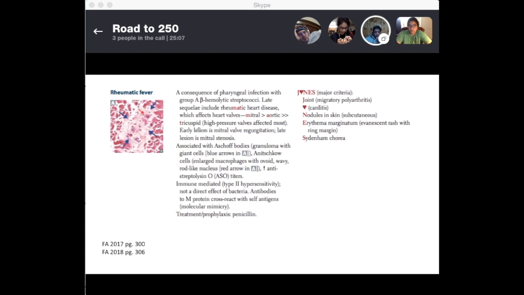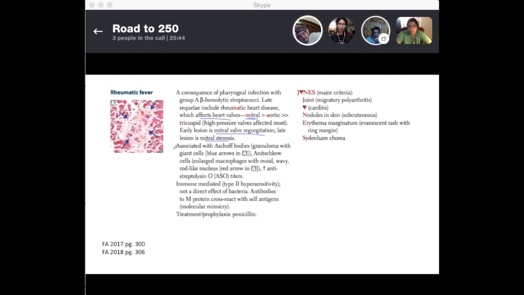I kind of covered basically everything, but just wanted to add that heart valves that are typically affected are going to be mitral greater than aortic or tricuspid. So just know that if you see anything with rheumatic fever, mitral might be more common than aortic, but that doesn't mean aortic isn't affected, which I'll talk about. But it's just much less often involved. And early lesions lead to mitral valve regurgitation, as we talked about earlier, but late lesions lead to mitral stenosis.